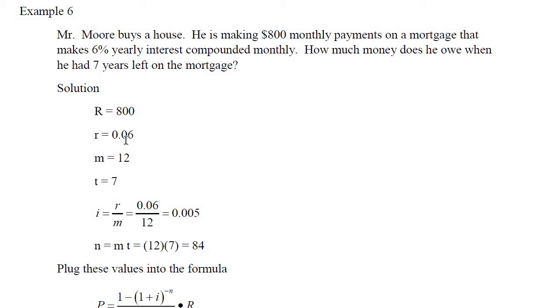So my capital R is the same, my little r is the same, my m is the same. The only thing that changes is the t, which is 7. So little r divided by little m, that is still 0.005. n is m times t, 12 times 7, which is 84.